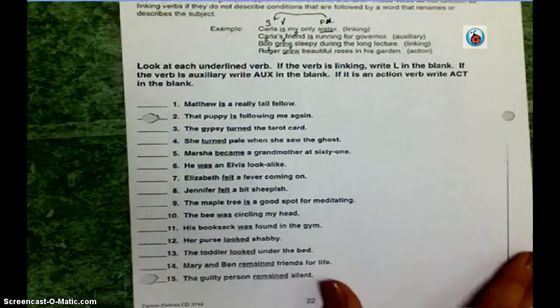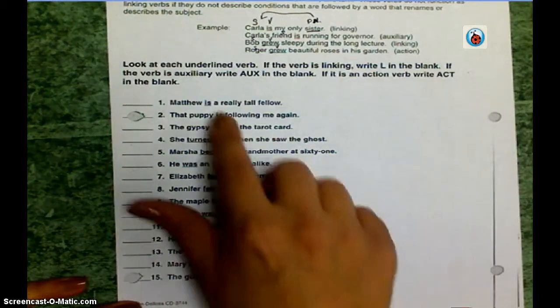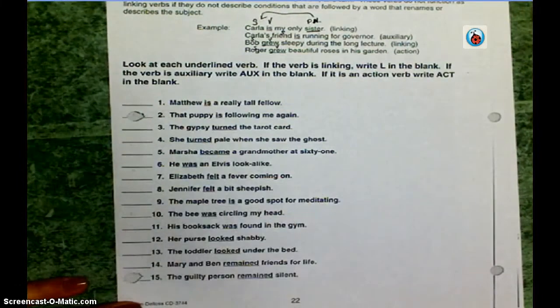So what we're going to do is we're going to look at each underlined verb that it says in the directions, because you'll notice they're all underlined for us. We are going to determine what type of verb it's functioning as, if it's linking, auxiliary, or action, okay? So we will do the first 5 together, and you will do 6 through 15 on your own, okay?